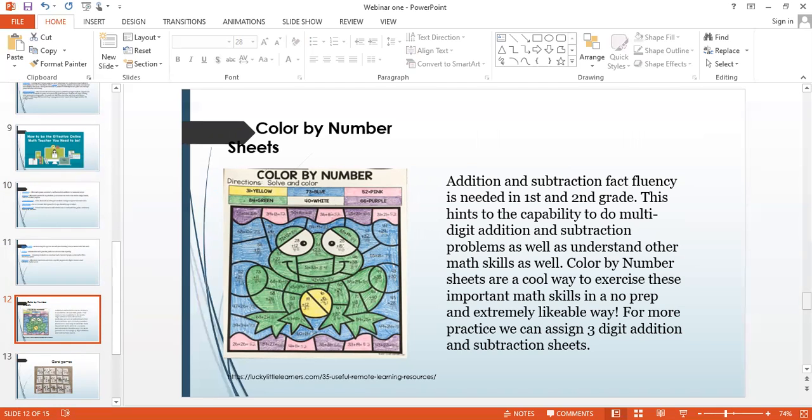Color by number sheets are a cool way to exercise these important math skills in a no prep and extremely likable way, as it includes coloring, so students definitely enjoy it, and while coloring, students are learning how to do addition and subtraction. For more practice we can assign 3-digit addition and subtraction sheets also, and we can even introduce them to the inverse relationship between addition and subtraction through this color by number sheet.